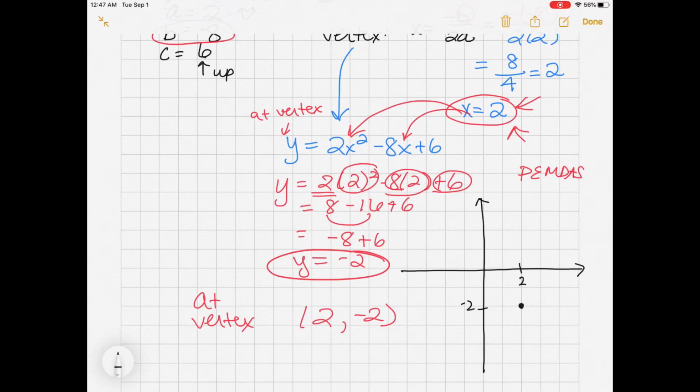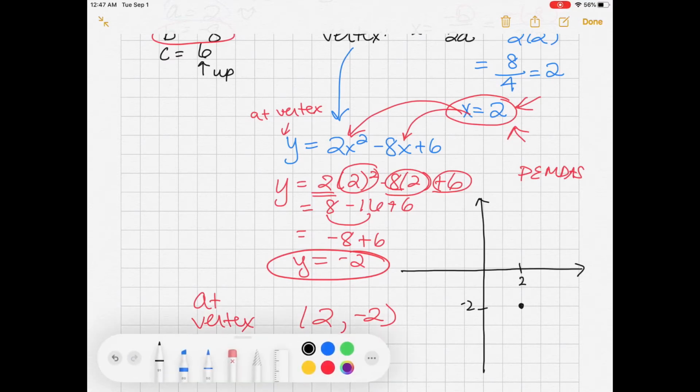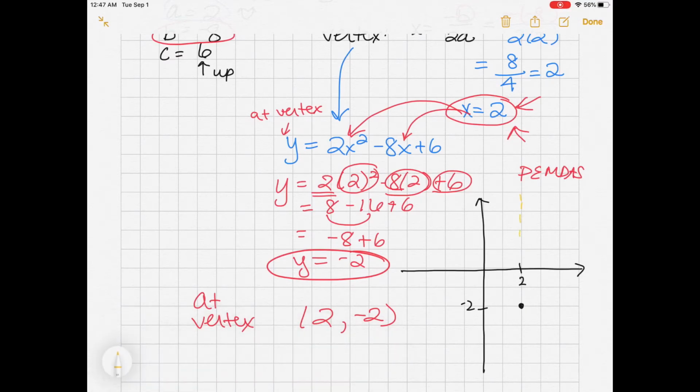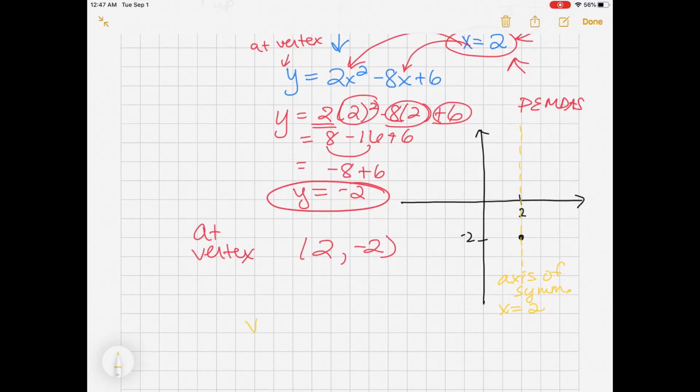We already know that it's going to be symmetrical about that point. We also know, if we know where the vertex is, we know where the axis of symmetry is. This axis of symmetry is x equals 2. A little hint for you, the vertex is that point here. Whatever this value of x is, the axis of symmetry is the same value.